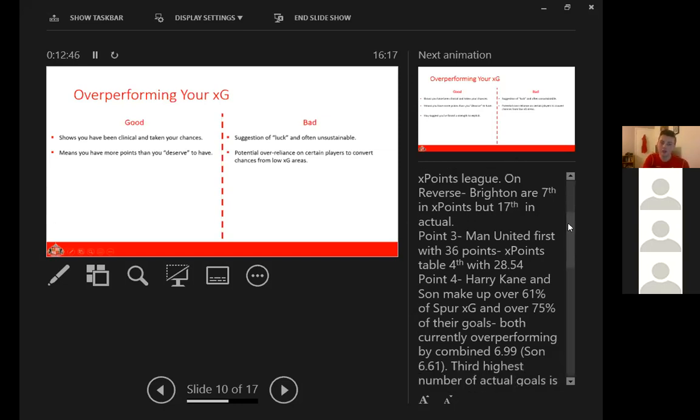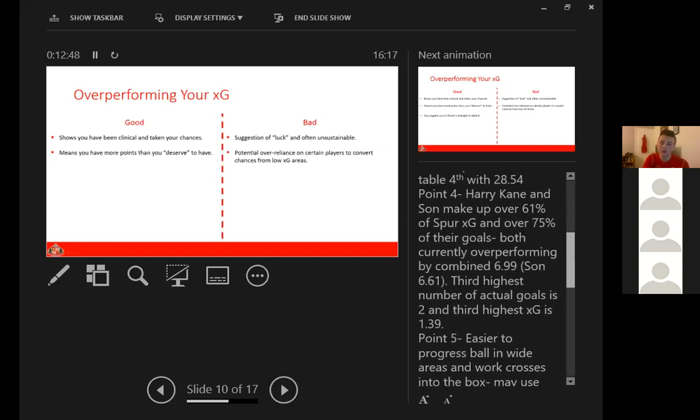It can have a potential reliance on having certain players in the area. So if you rely on overperforming, and something happens to that player or they have a dip in form, then you're going to struggle, because you're not getting the balls in the right areas for the average player to score more goals.